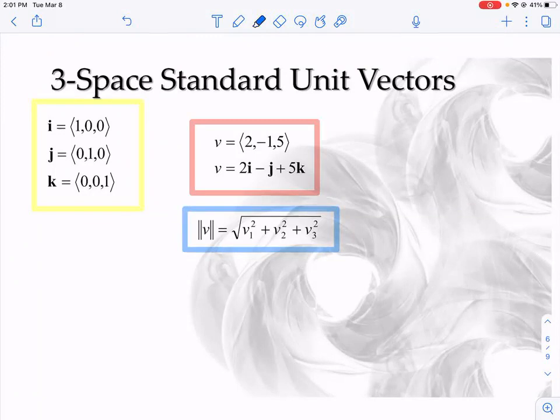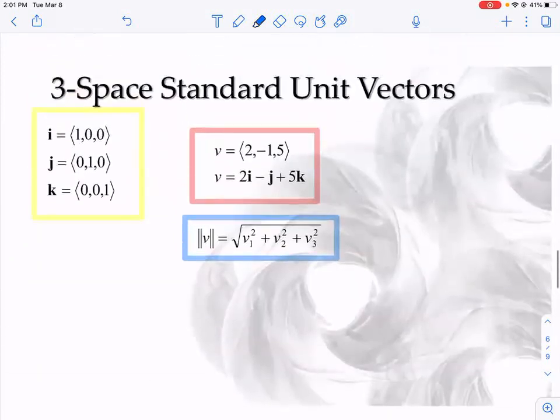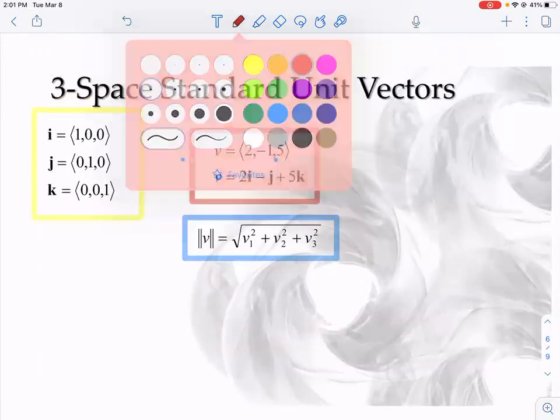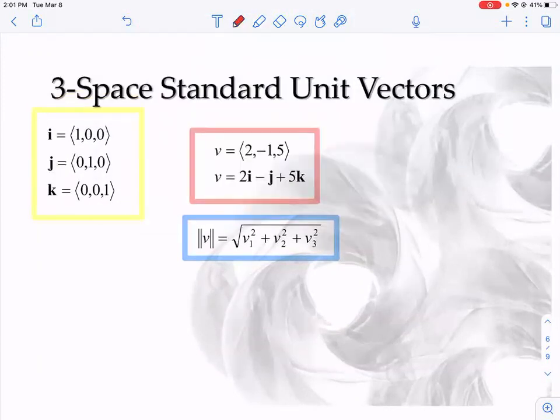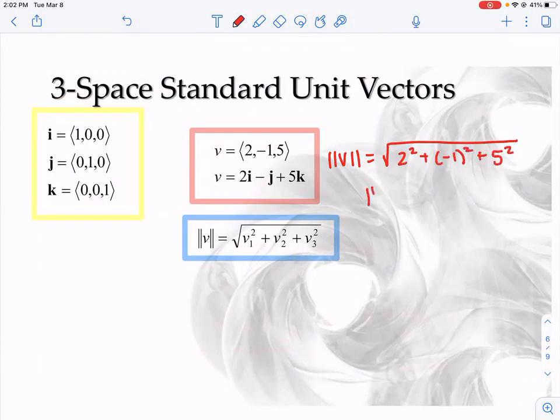I'm probably not going to go through an example of finding the... well, do you want to find the magnitude of this vector? Would that help you? Okay, let's go to this guy right here. <2, -1, 5>. If we wanted to find the magnitude of vector v, we would just take the square root of 2 squared plus -1 squared plus 5 squared. So what do we got? Square root of 30.